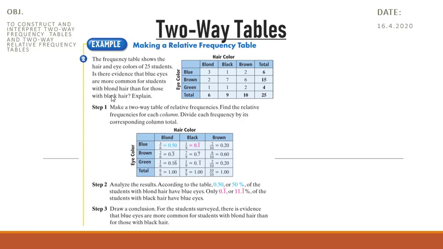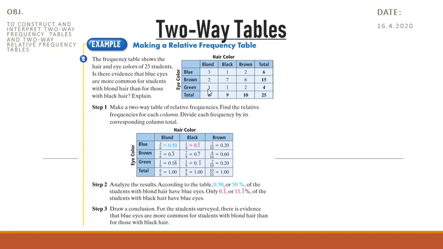Blue eyes, do they come more with blonde or black? So I want to compare whether blue eyes come more with blonde or black. So in this case we can find the relative frequency according to the column. So we find the relative frequency according to the column.